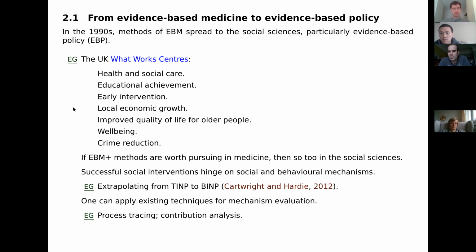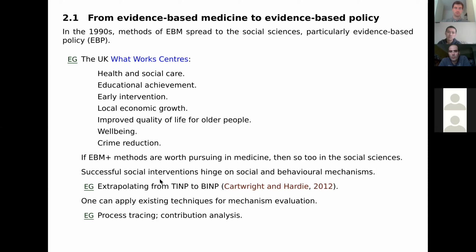In order to be a What Works centre, you have to buy into the hierarchy of evidence that is perpetuated by evidence-based medicine. And the UK government has an advisory committee on evidence. In order to give advice on this committee, you have to buy into this standard EBM view. The worry is, if the standard EBM view is wrong, because it underestimates the value of mechanistic studies, then this defect is spreading to the social sciences as well in evidence-based policy. So if EBM+ methods are worth pursuing in medicine, then they're also worth pursuing in the social sciences.